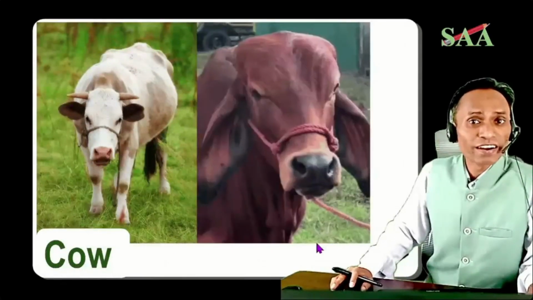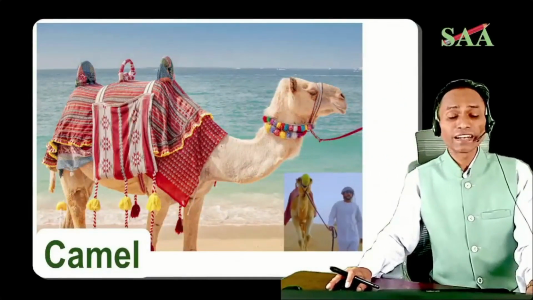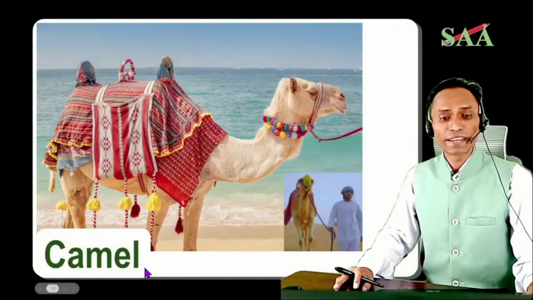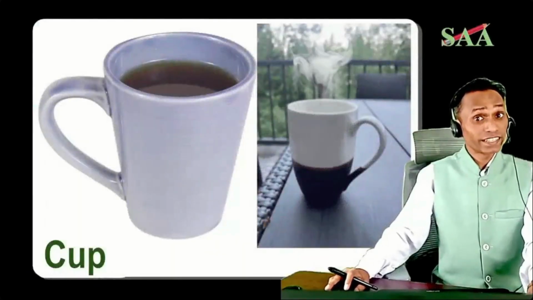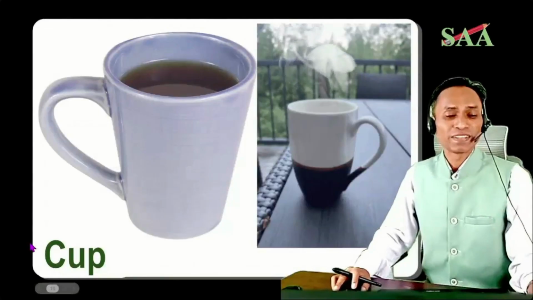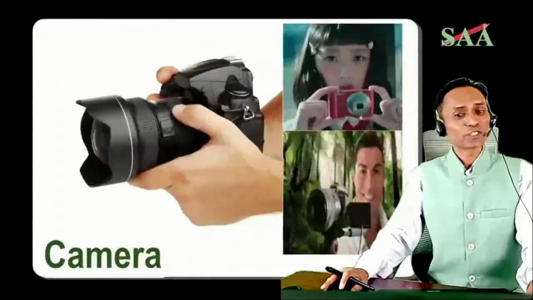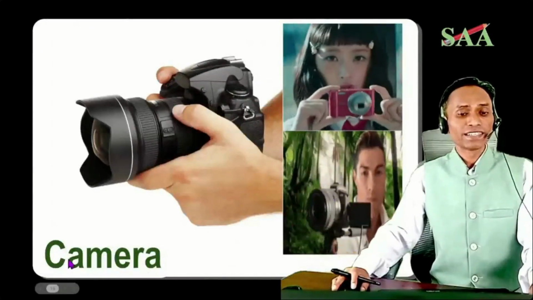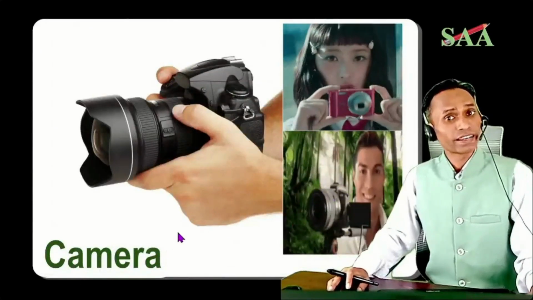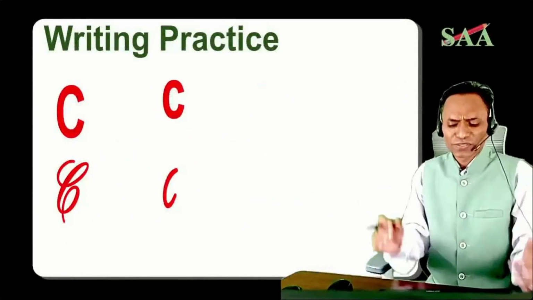Now here, next one is cow. C-O-W, cow, right? And here it is, camel. C-A-M-E-L, camel, right? And the next one is cup, C-U-P, cup, right? Next one is here, yes, camera, right? C-A-M-E-R-A, camera, right?